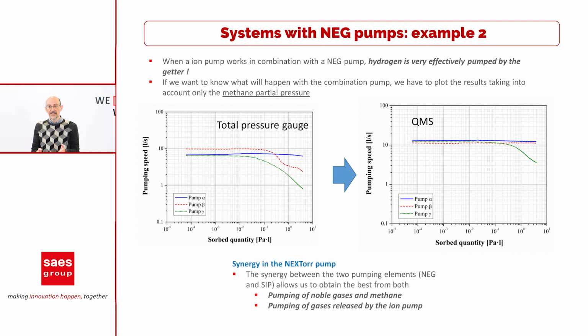This is what we mean when we talk about synergy in the Nextor pump. The synergy between the 2 elements, the getter and the ion pumps, allows us to obtain the best from both technologies. On one side, we get pumping of the species that the getter does not pump. On the other side, we can get rid of gases released by the ion pump. Of course, to fully understand it, it was necessary to use the QMS.